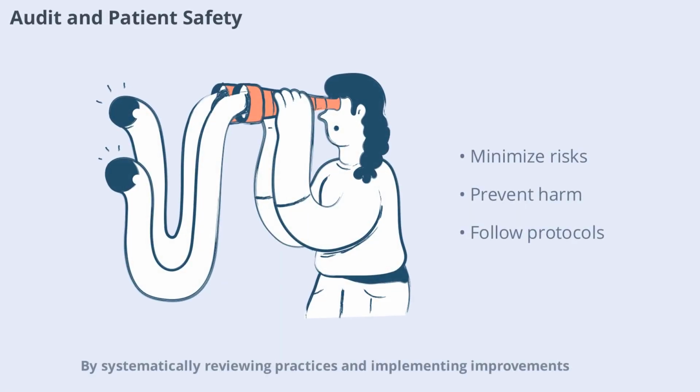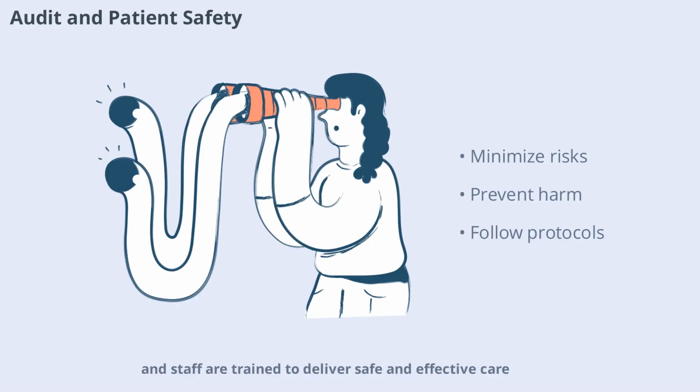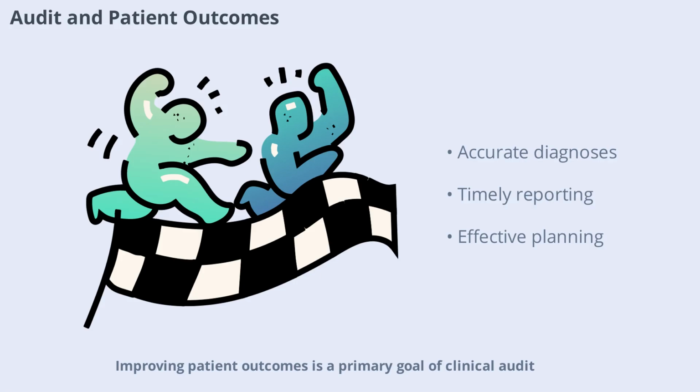By systematically reviewing practices and implementing improvements, radiography teams can minimize risks and prevent harm. Audits help ensure that safety protocols are followed, equipment is maintained, and staff are trained to deliver safe and effective care. Improving patient outcomes is a primary goal of clinical audit. By aligning radiography practices with best practice standards, audits help ensure accurate diagnoses, timely reporting, and effective treatment planning. Better outcomes lead to higher patient satisfaction and improved overall healthcare quality.